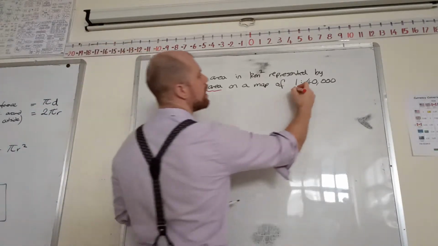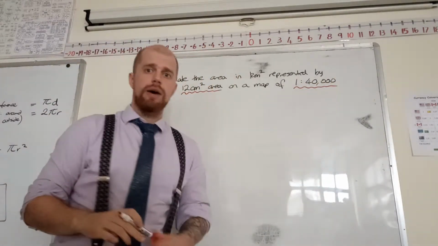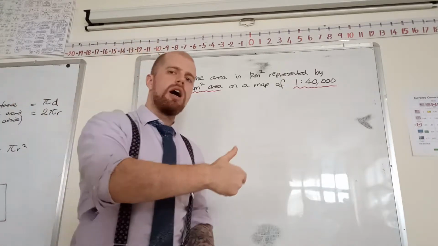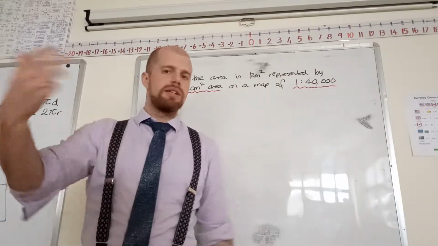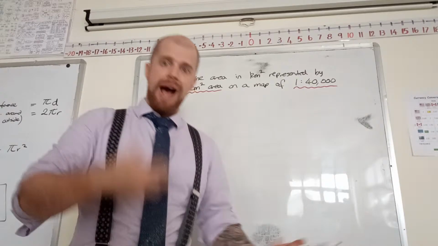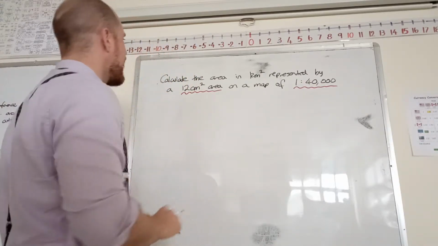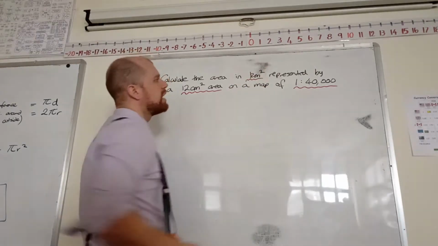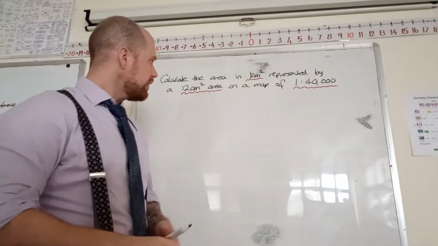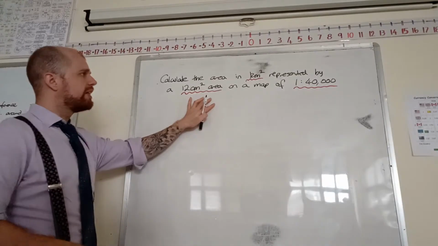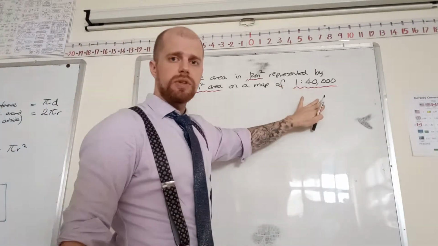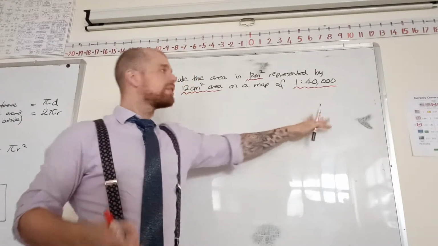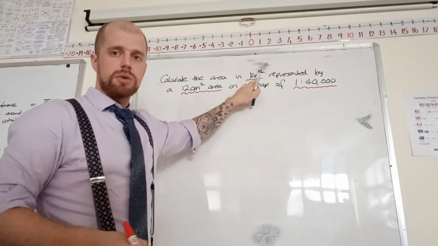The ratio is 1 to 40,000, which means that 1 centimeter is 40,000 centimeters from map to real life. And the most important thing that students miss is the units in real life. So I have 12 centimeters squared area, the ratio is 1 to 40,000, and in real life I want to know how much it is in kilometers squared.